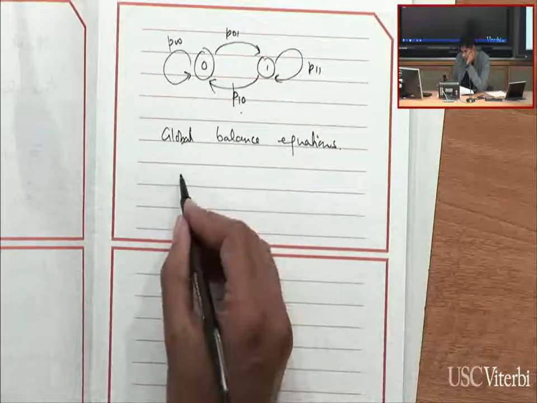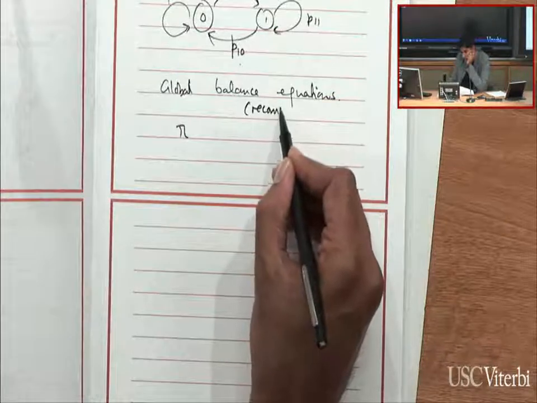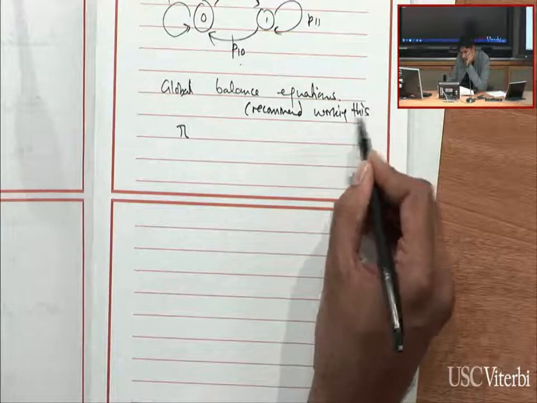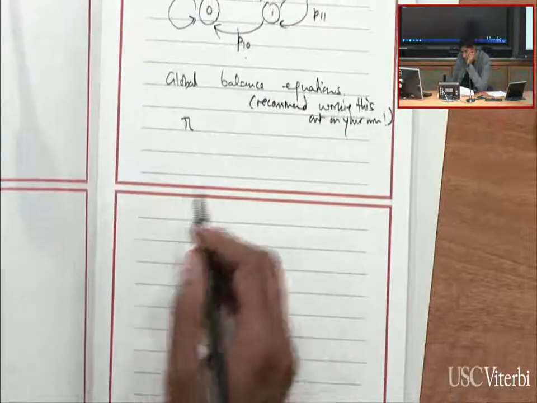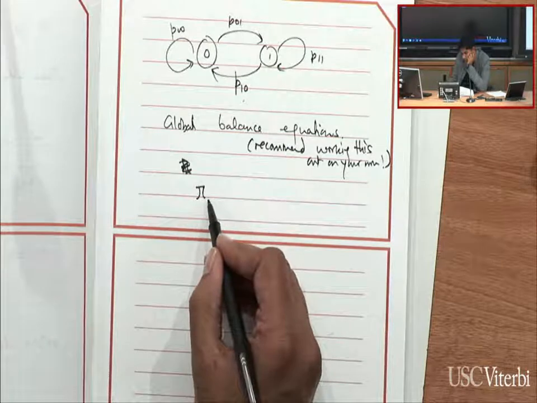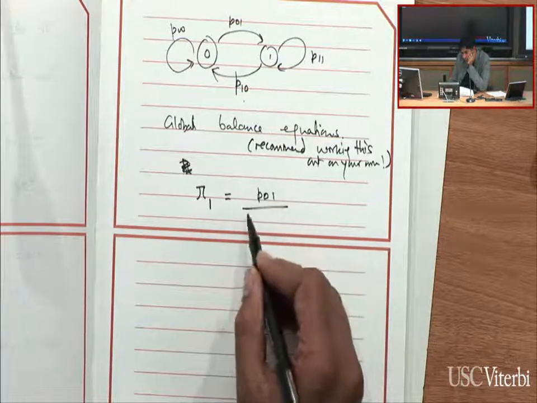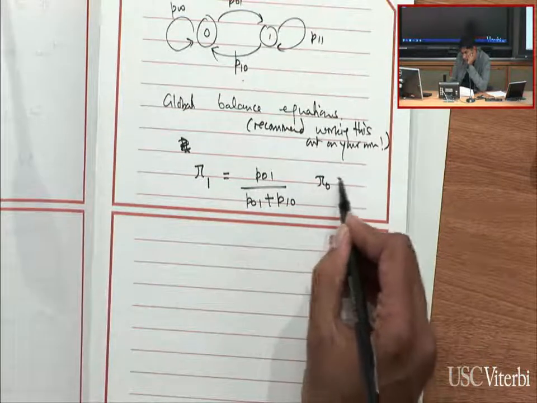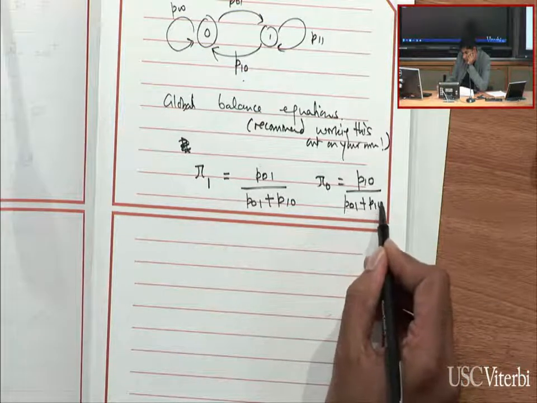And if you did that, you would find, and I'm not going to work out the equations here, but I do recommend working this out, that the probability in the long run of being at state 1 is given by P01 over P01 plus P10, and pi 0 is given by P10 over P01 plus P10.